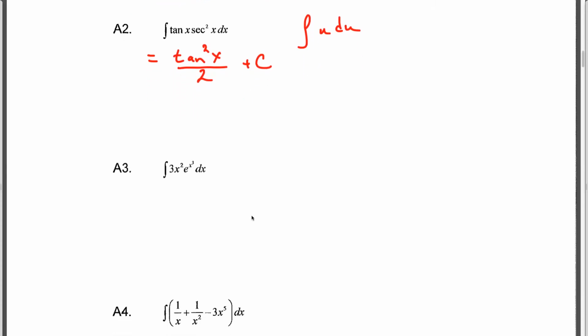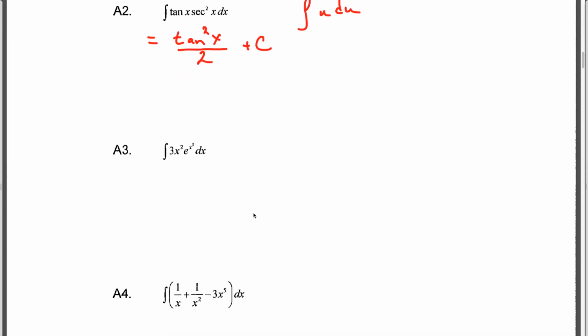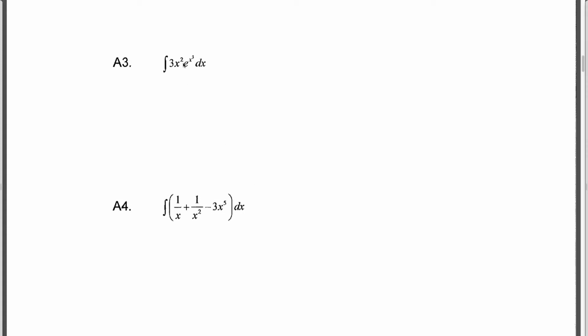3 now, we have 3x squared e to the x cubed, and this form now is e to the u du, because the derivative of the exponent, x cubed, is 3x squared. Again, we can immediately write the integral like this, e to the x cubed plus c, where the derivative of this would give us our original question.